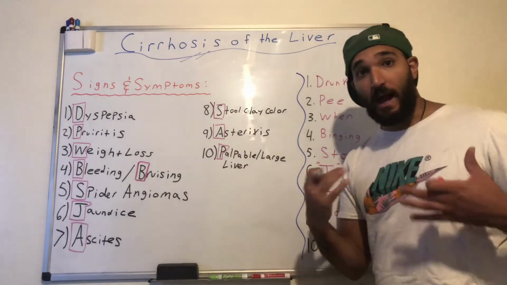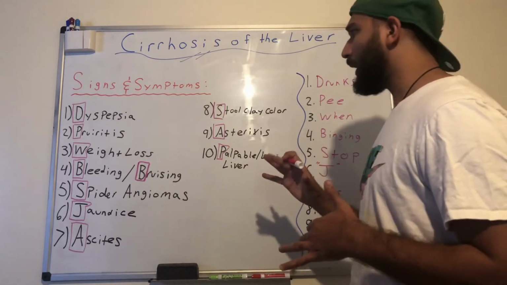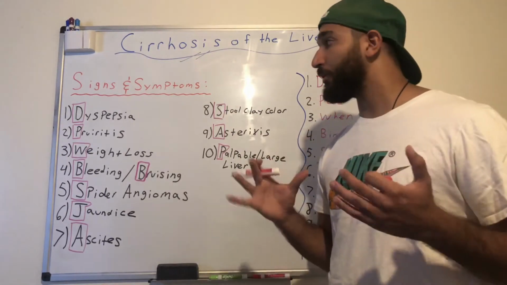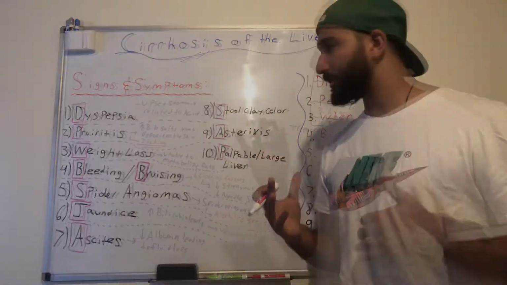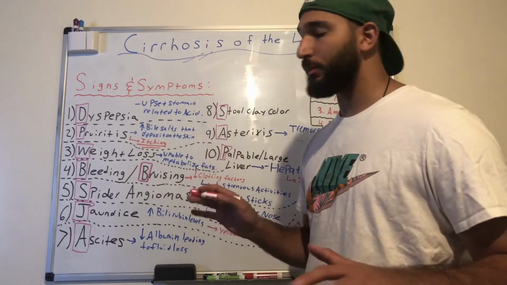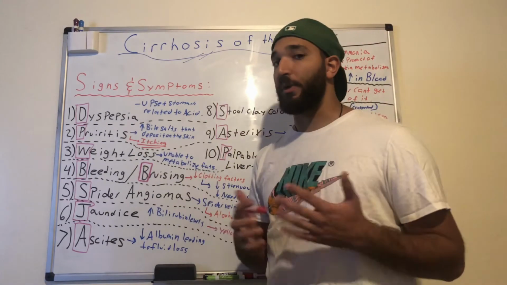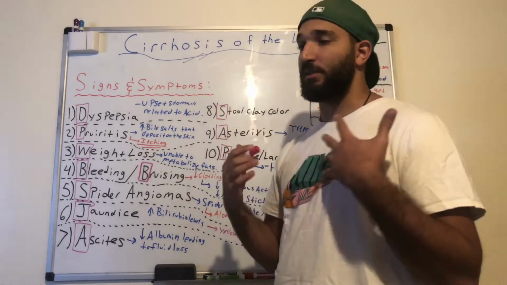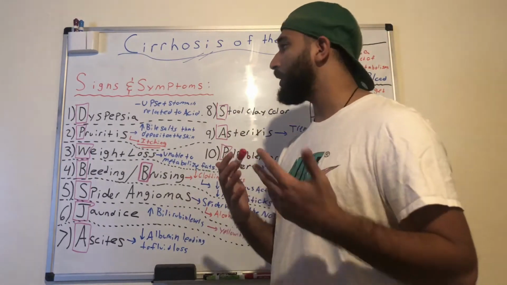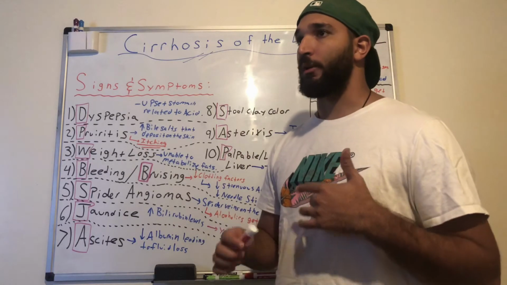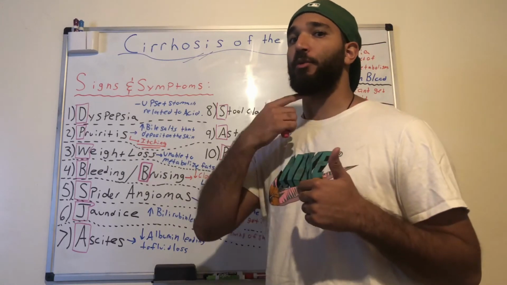This is a mnemonic that I created on my own, and it's helped me remember all the signs and symptoms of cirrhosis. Okay, so breaking down the signs and symptoms. So for dyspepsia, why would a patient get dyspepsia? Well, it's because the patient is going to have an upset stomach related to acid, but it's not going to be related to GERD, where the acid is moving up through their esophagus.